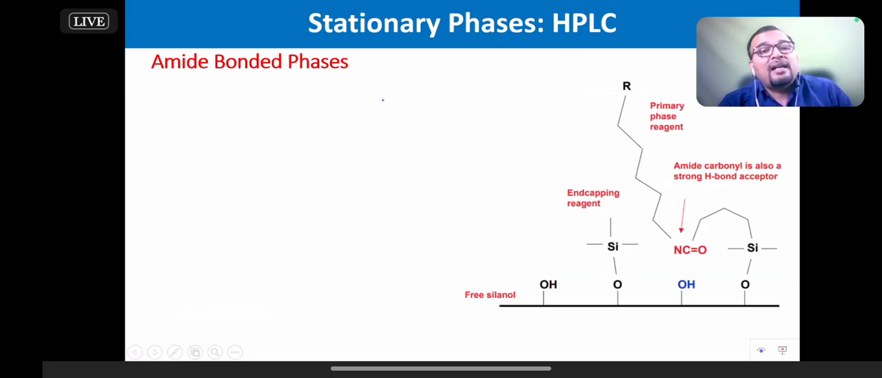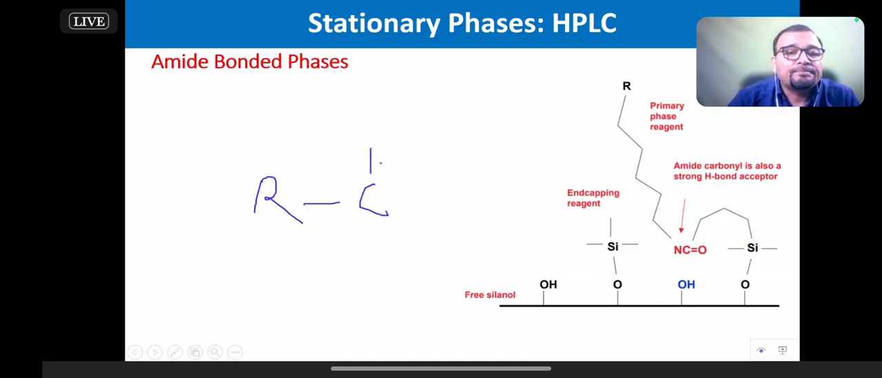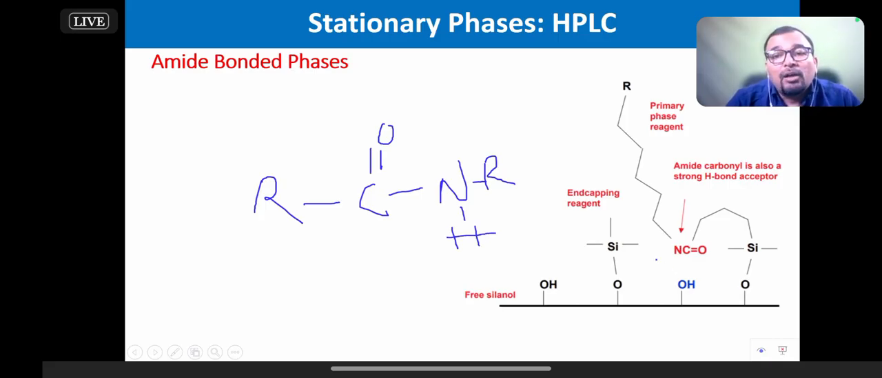The second stationary phase is amide. What is amide? Now, this is amide: R, C, O, and R. This is called the amide. Okay, something wrong here. No. RCONH. Okay. Now, with this amide, what is the nature of this group now?